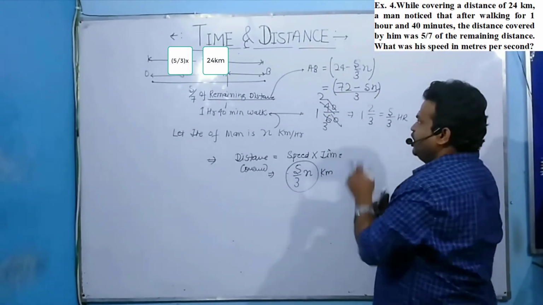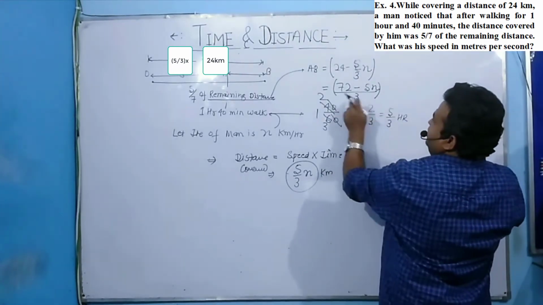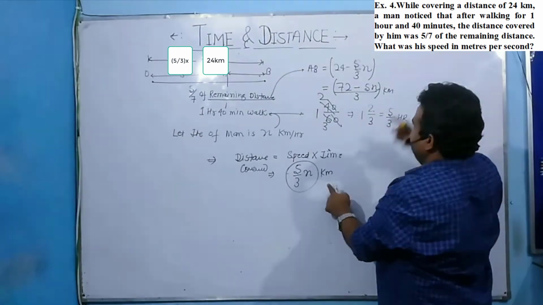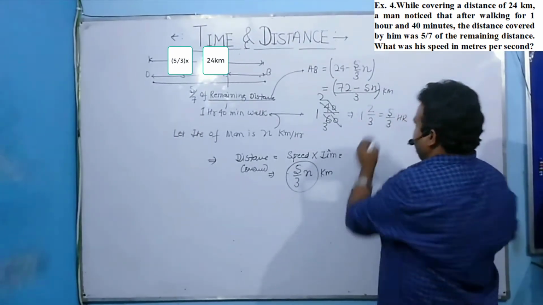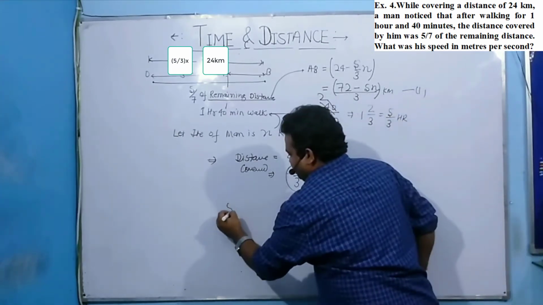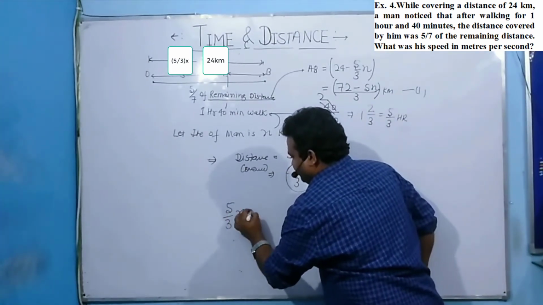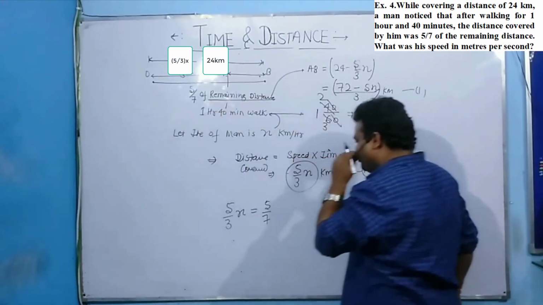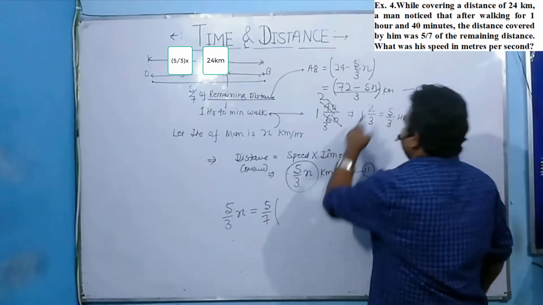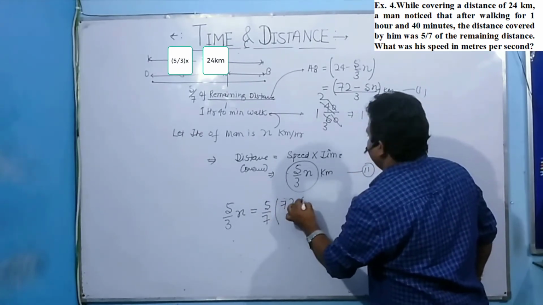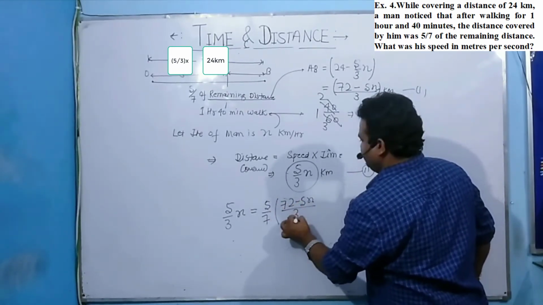Now you equate the distance remaining. This is in kilometers and this is also in kilometers, so you can equate equation 1 and 2. So 5x/3 is equal to 5/7 of the remaining distance, which is (72 minus 5x) divided by 3.